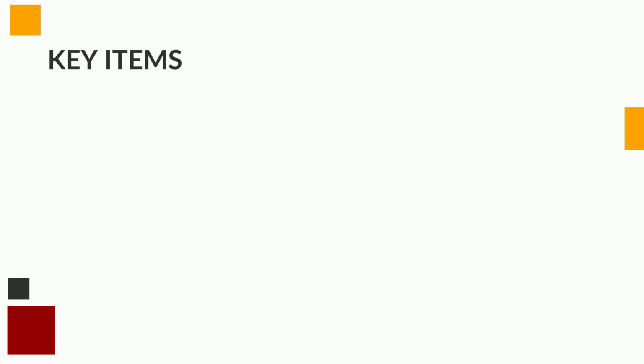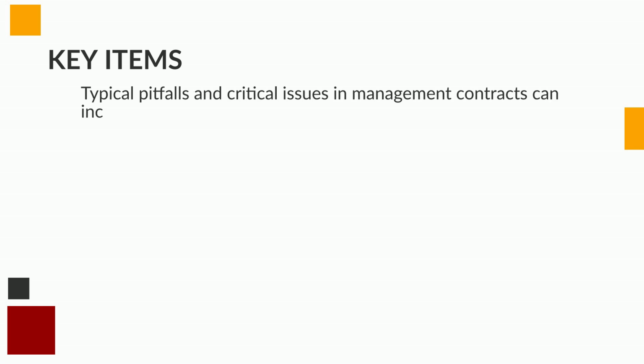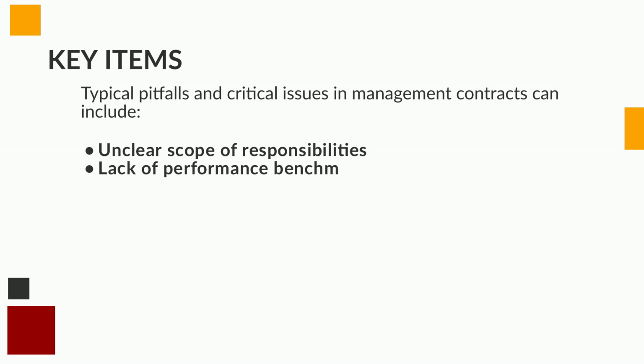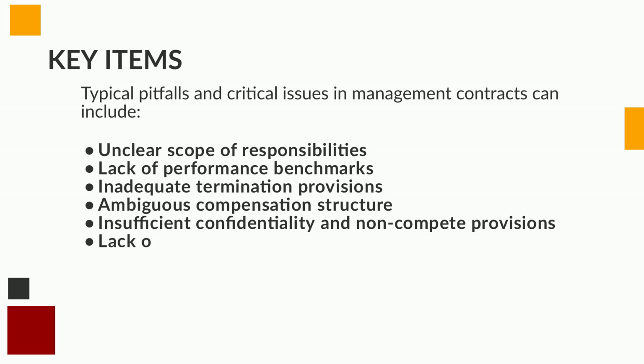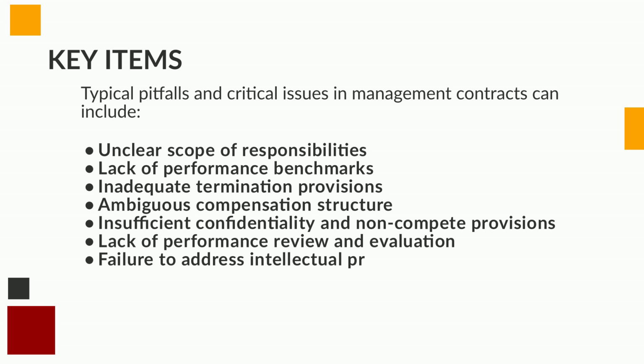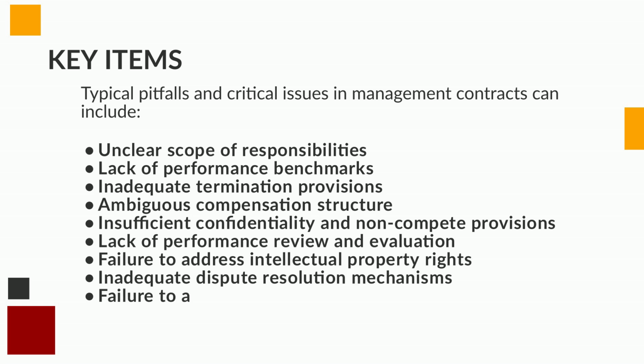Key items. Typical pitfalls and critical issues in management contracts can include unclear scope of responsibilities, lack of performance benchmarks, inadequate termination provisions, ambiguous compensation structure, insufficient confidentiality and non-compete provisions, lack of performance review and evaluation, failure to address intellectual property rights, inadequate dispute resolution mechanisms, failure to address change management, lack of flexibility and adaptation.